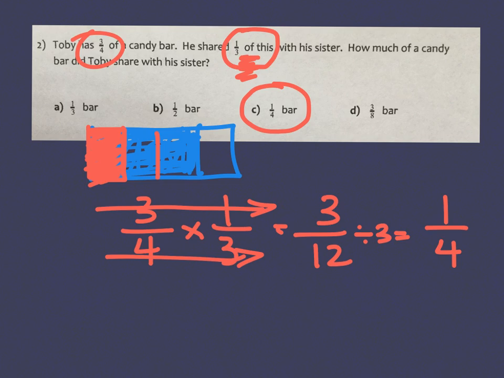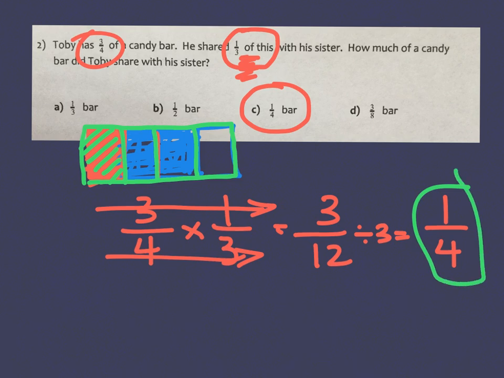Well, take a look at this candy bar again as well. It looks like our answer makes sense. If this is the entire candy bar, and I broke it into fourths, doesn't it look like the piece that he shared with her is one of those fourths? I like our answer, C.